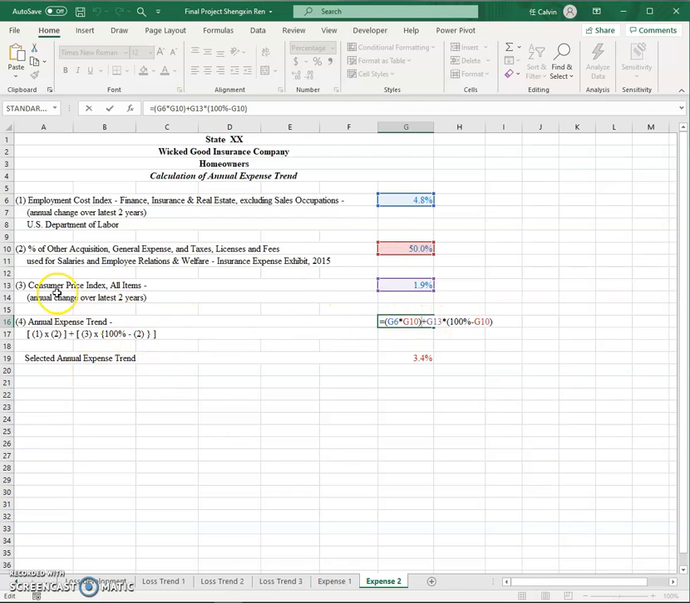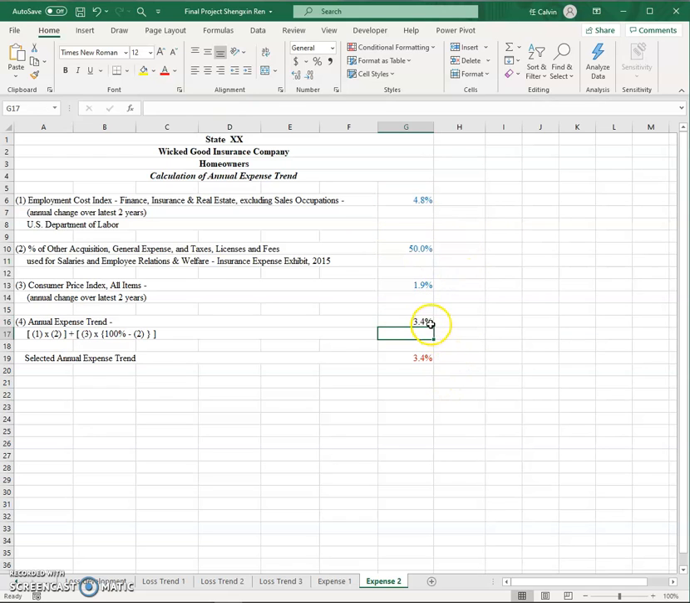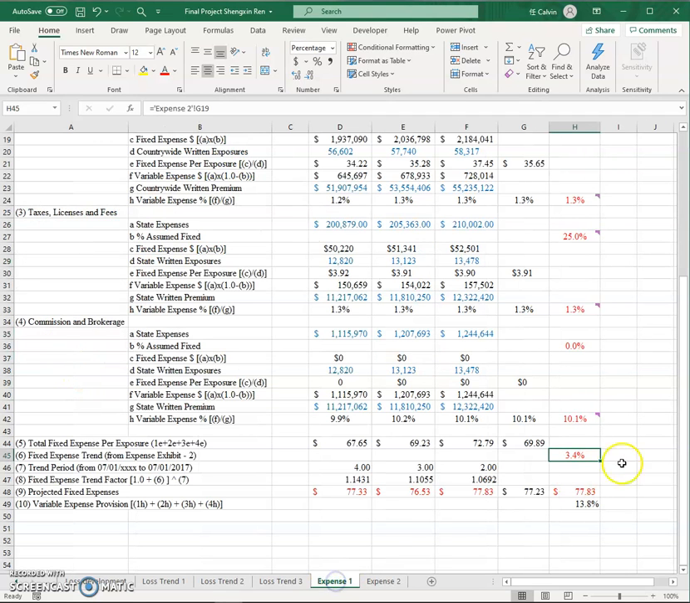And plus the consumer price index annual change over last 2 years times 100%, which is 1, minus this number, and we get the annual expense trend 3.4%, and we select this one as our selected annual expense trend 3.4, and we use it here.